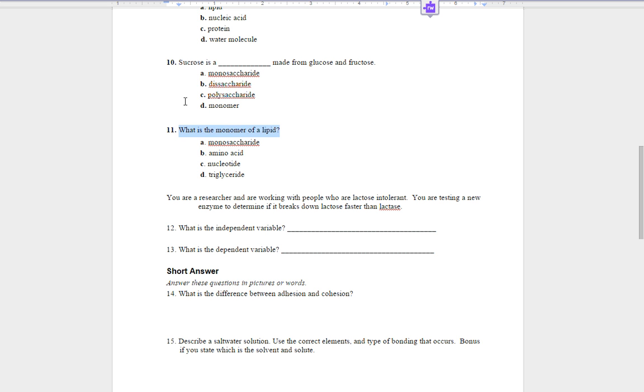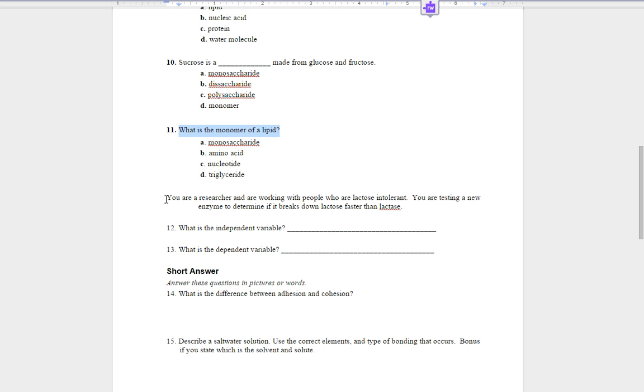Okay. What is the monomer of a lipid? Monosaccharide, amino acid, nucleotide, triglyceride. What is the monomer of a lipid? Monosaccharide, amino acid, nucleotide, triglyceride.